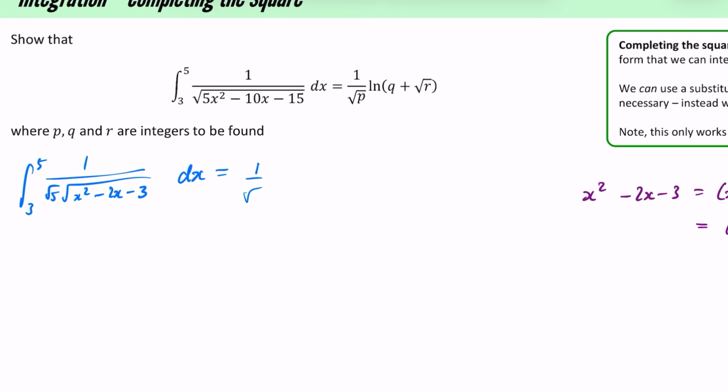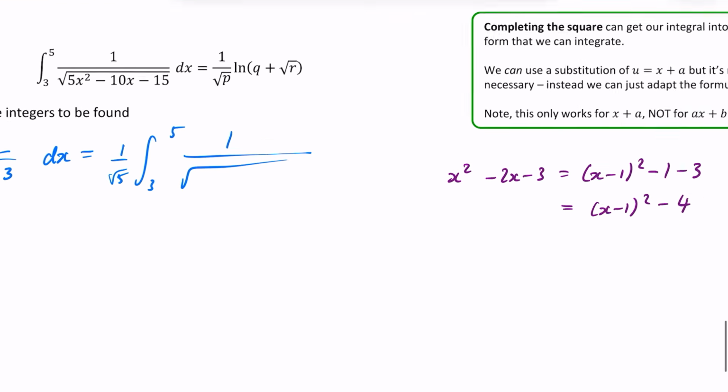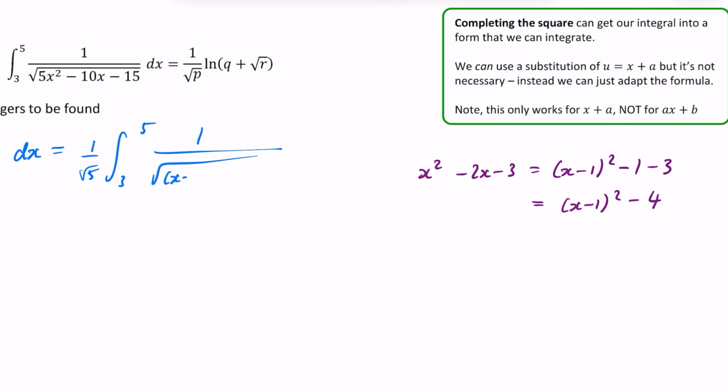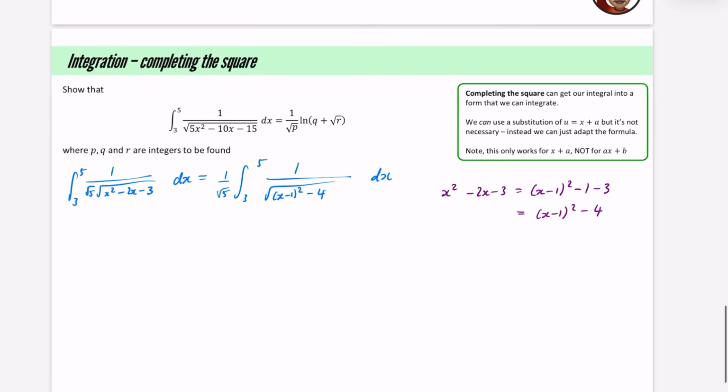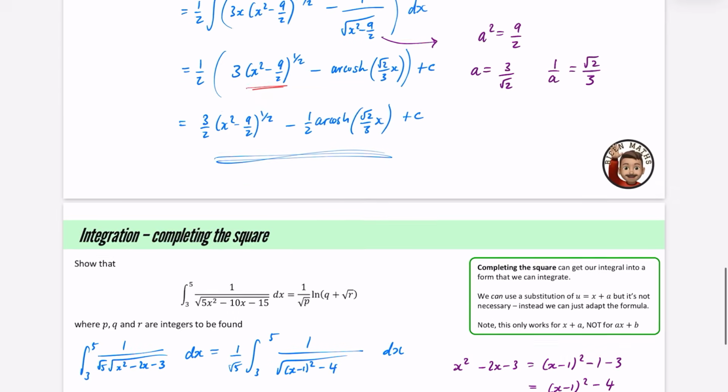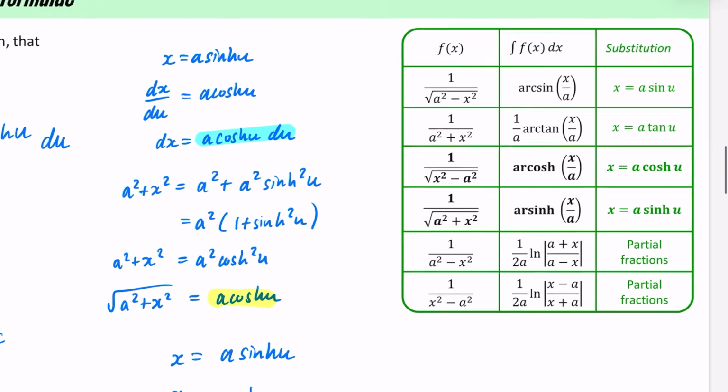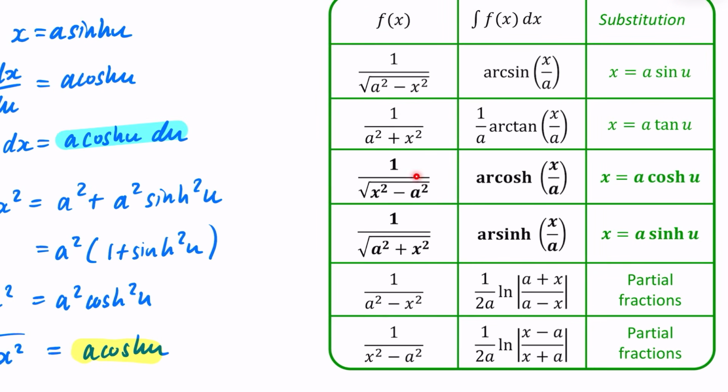The limits are 3 and 5. And written in its completed square form, we have the integral of x minus 1 squared minus 4 with respect to x. Now we've got it like this, right? This should look like something in the formula booklet. So it's a square root of an x squared minus something. Oh, it's this one. It looks like the inverse cosh. It's going to be arcosh of x over a that we have here.